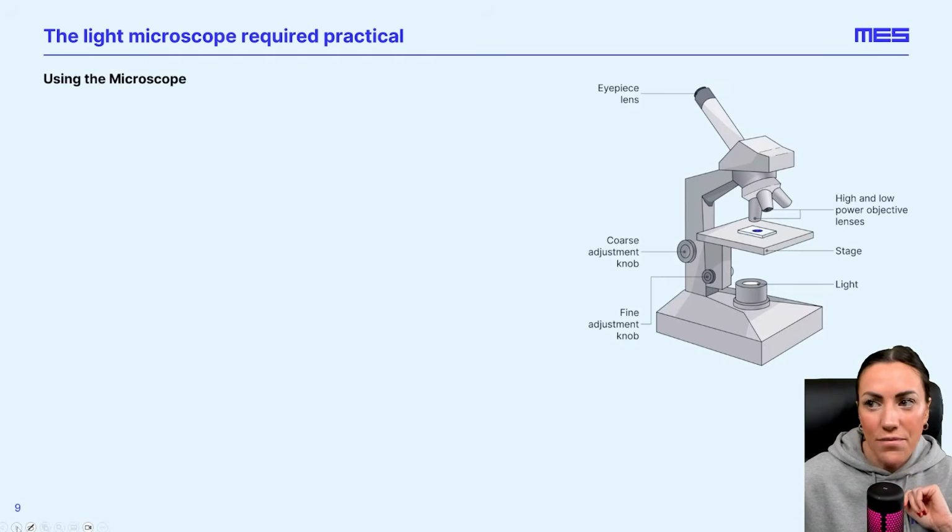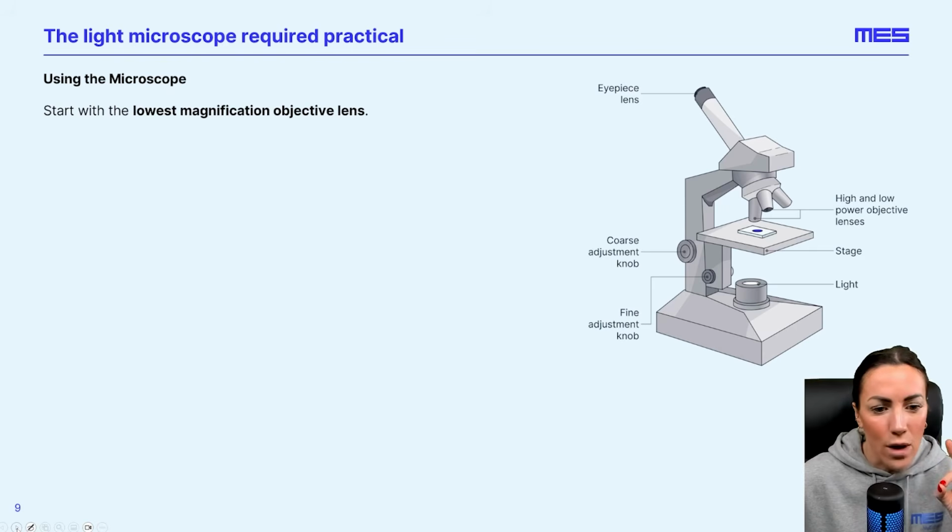Let's continue thinking about how we would actually use the microscope. So we've already prepared our slide, we've already done our risk assessment. Now we want to view our specimen, our onion cells. We are going to start with the lowest power objective lens, okay? So the lowest power objective lens.